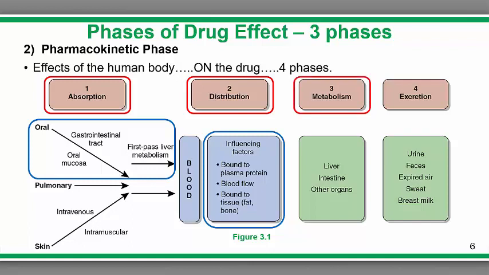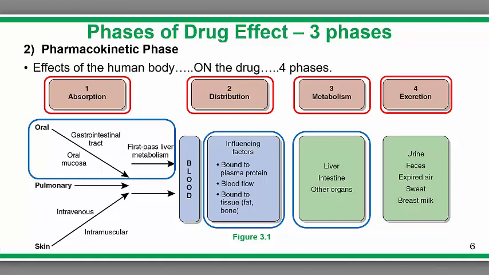The third phase of the pharmacokinetic phase is metabolism, and that's where the body, which includes the small intestine, the liver, and other organs, will metabolize the different elements in that drug before the drug can exert its medicinal effect. And the fourth and final phase of pharmacokinetics is excretion, in that there is a certain amount of that drug that will be excreted from the body through a number of different mechanisms, as you can see here: through urine, feces, expired air, sweat, as well as breast milk.